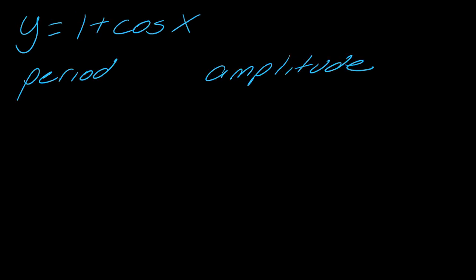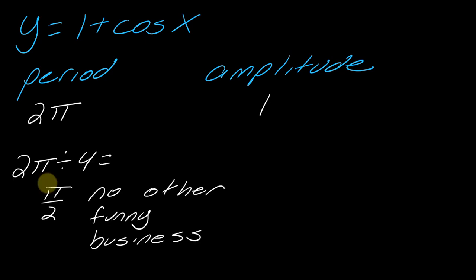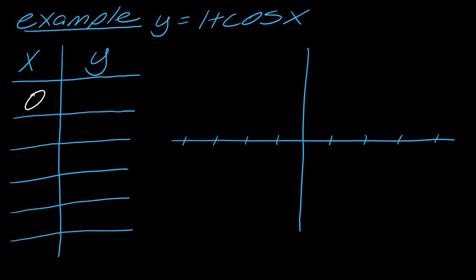As far as my period and amplitude, my period is 2 pi and my amplitude is 1. If I take 2 pi divided by 4, I'm just going to go in pi over 2 steps. And there's no other funny business with how to start your intervals. Since I don't have a horizontal translation here, I get to just start at 0. That's the good news. If you have a horizontal translation, then you have to go through all that work of starting with 0 and 2 pi.